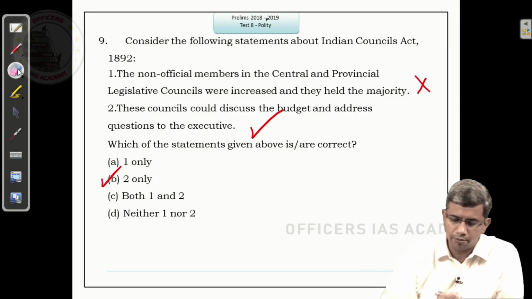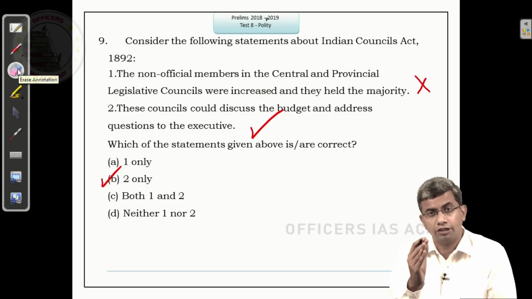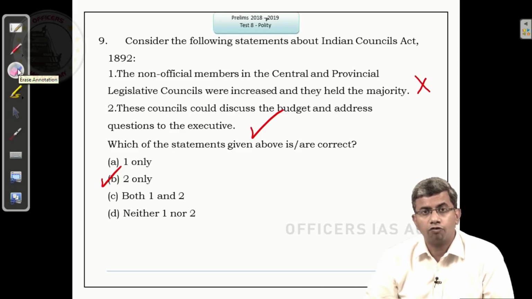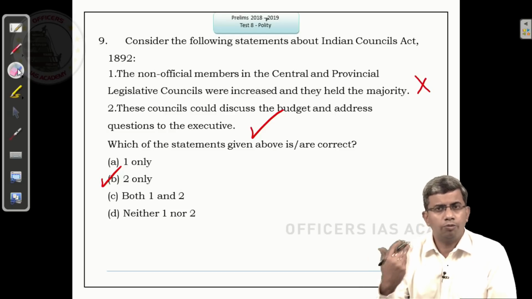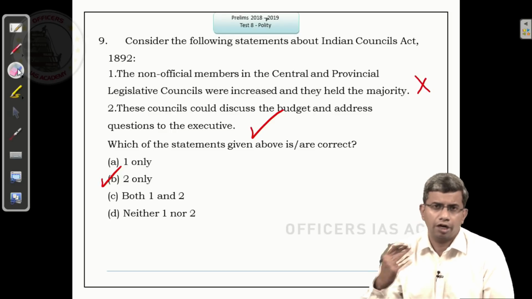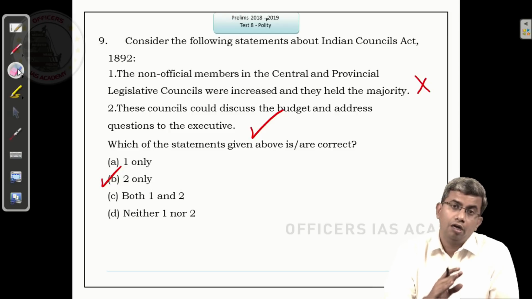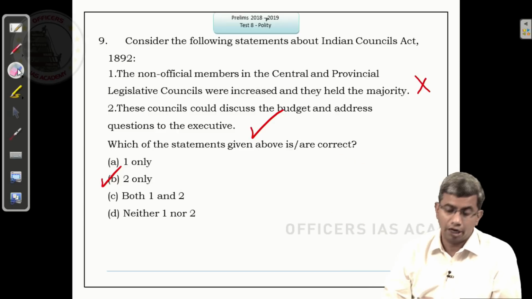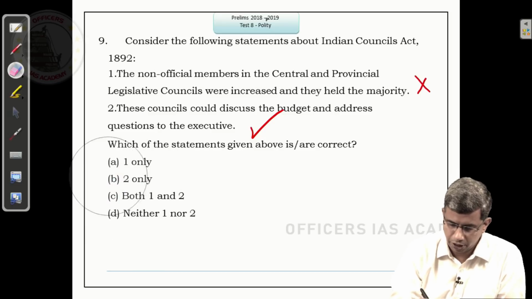The non-official members were increased and they were to be nominated by local bodies. When I say local bodies, the Bengal Chamber of Commerce for the Central Legislative Council, and for the Provincial Legislative Council, the district boards, the universities and the trade associations could nominate them, but it was never a majority. The non-official members became a majority in the provinces only in 1909, not in 1892. So the correct answer here is B, 2 only.